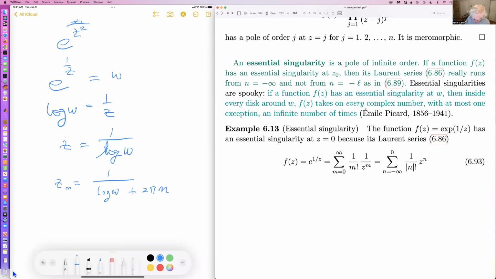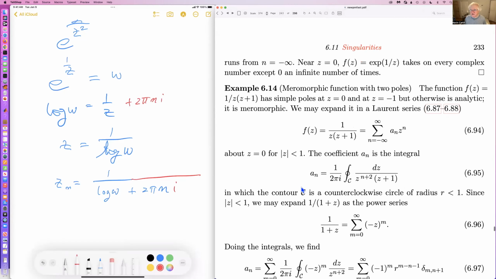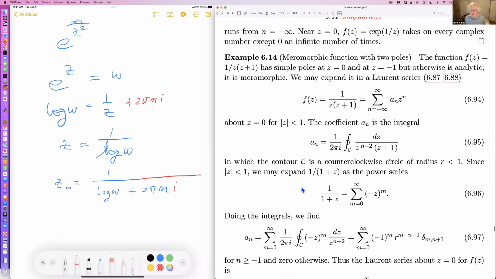If I add 2 pi n i to 1 over z, there's not going to be any change. And so you can let n equal 0, 1, 2, 3. As n goes to infinity, the z_n's get closer and closer to the origin, and you still get the same w. So that's how that works in that particular case. It's hyper weird, I would say.